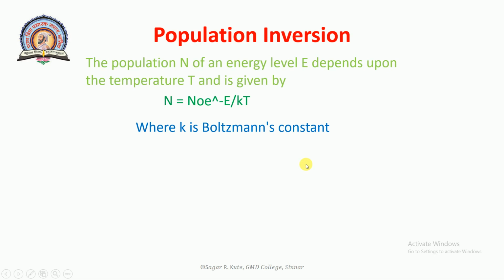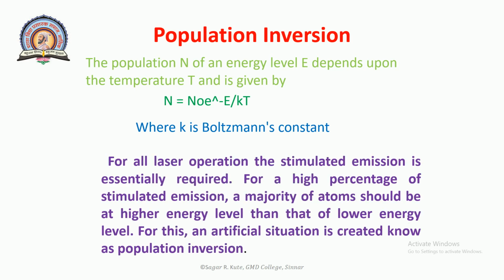In a material, atoms are distributed in different energy levels and tend to achieve the lowest possible energy level, which may or may not be the ground state. For all laser operation, stimulated emission is essentially required. For a high percentage of stimulated emission, the majority of atoms should be in a higher energy level than the lower energy level. For this, an artificial situation is created, known as population inversion.